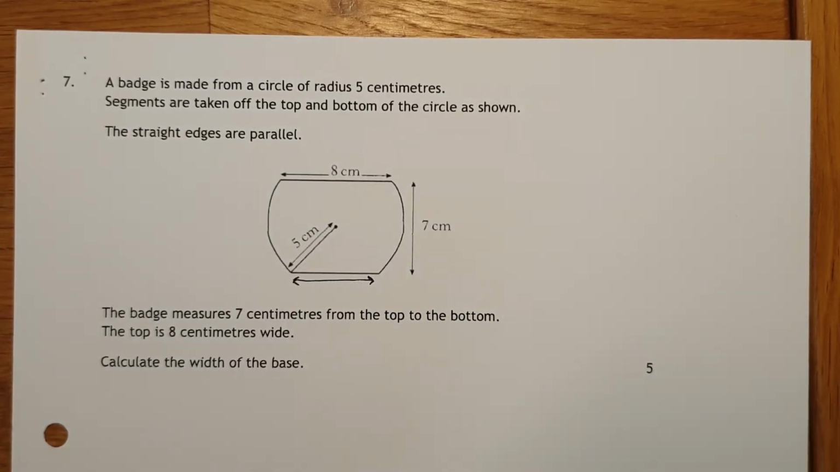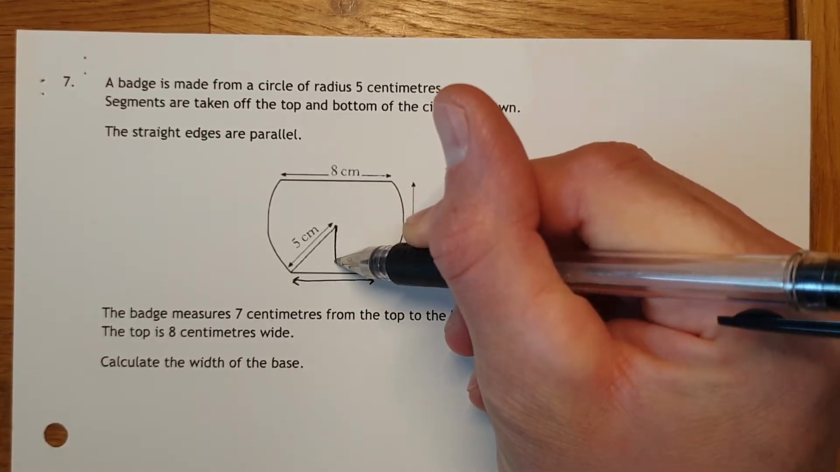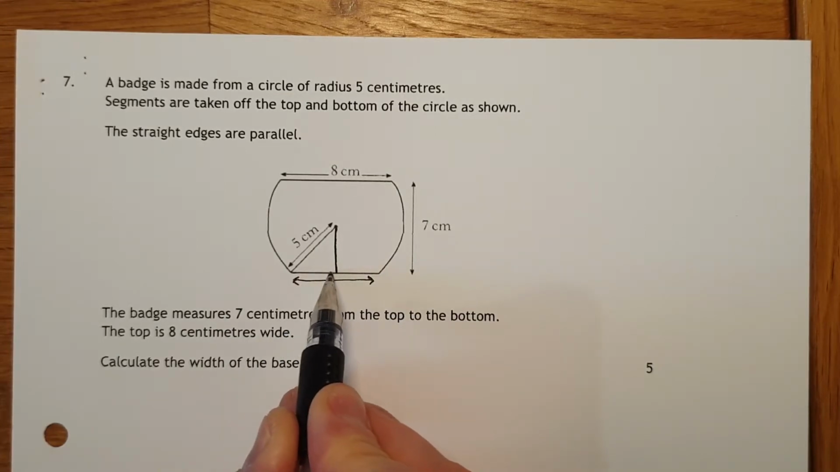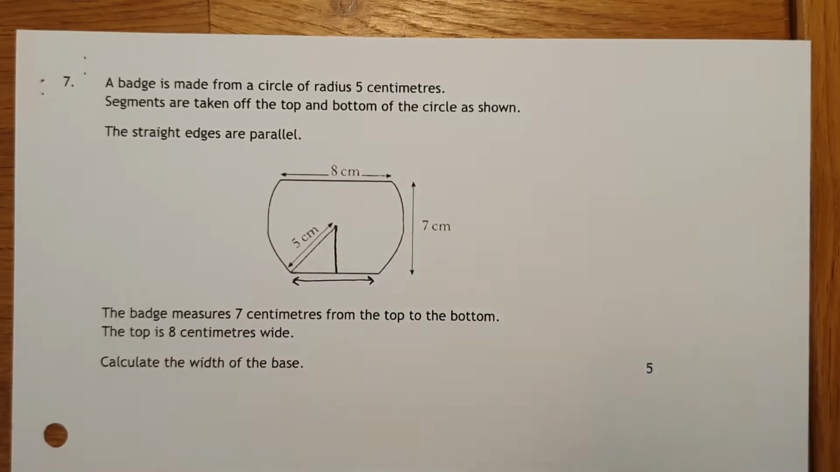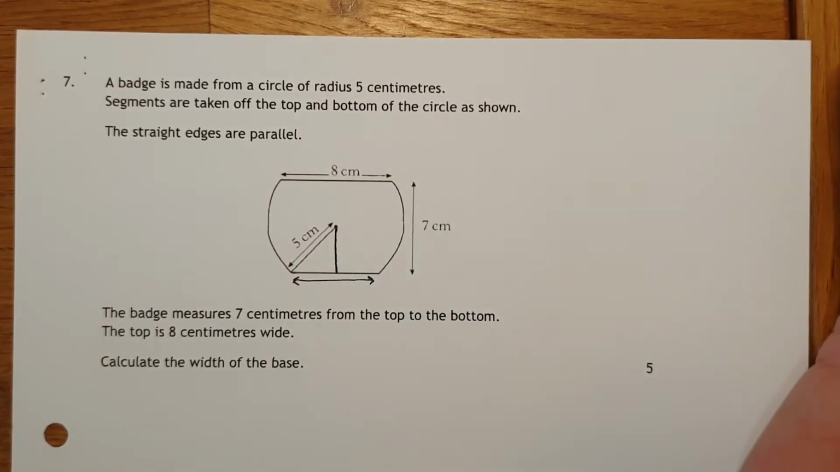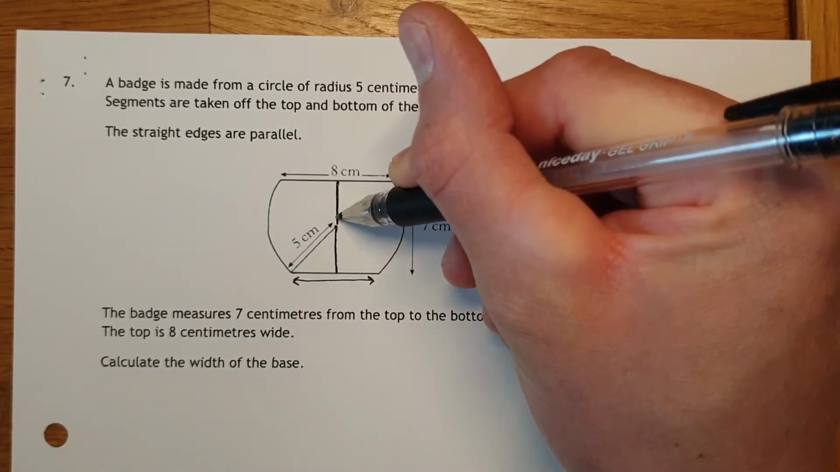So what we can do is work out what this measurement here is. We can use Pythagoras, then we can find out this measurement here, and then we double it and that gives us the width of the base. But in order to find this measurement here, we're going to have to do a little bit more calculation first. So I'm actually going to find this measurement here first.